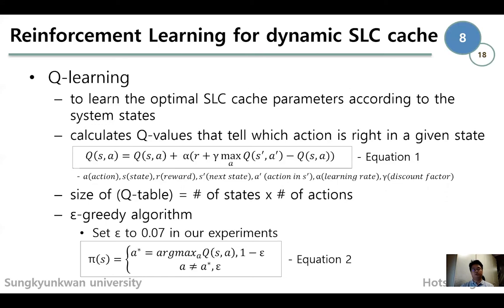We employ Q-learning. The agent calculates Q-values that tell the agent which action is right in a given state. Q-learning maintains a key data structure called the Q-table to store Q-values. We also employ the epsilon-greedy algorithm for exploration, which can maximize the total reward over a long time interval. Sometimes, the agent needs to select a random action to find the optimal policy.